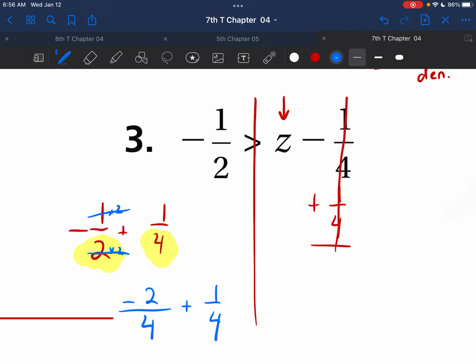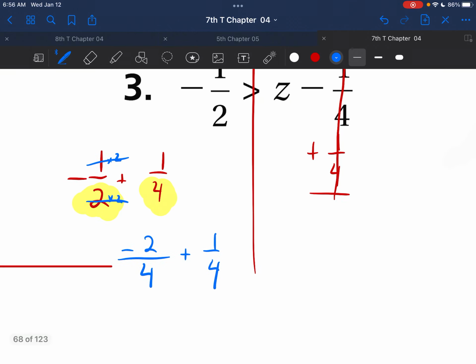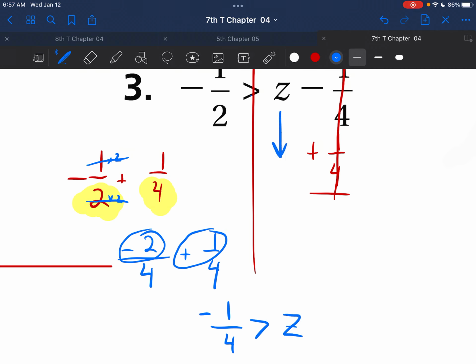Now we solve. Same sign or different signs? They are different signs. So if they are different signs, we have to subtract. 2 minus 1 is 1. Denominator stays the same. Do we have more negatives or more positives? It looks like we have more negatives, so that's negative 1/4. And what's left over? We have our greater than sign and then our letter Z. So negative 1/4 is greater than the letter Z.